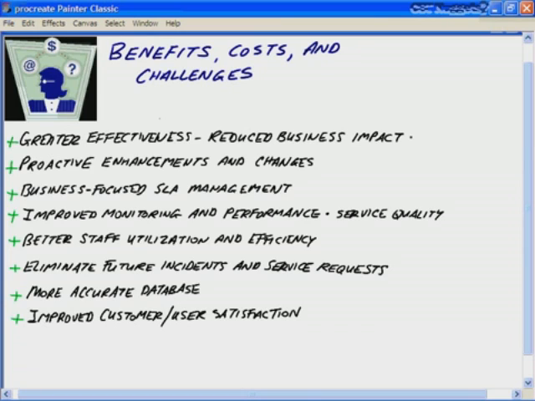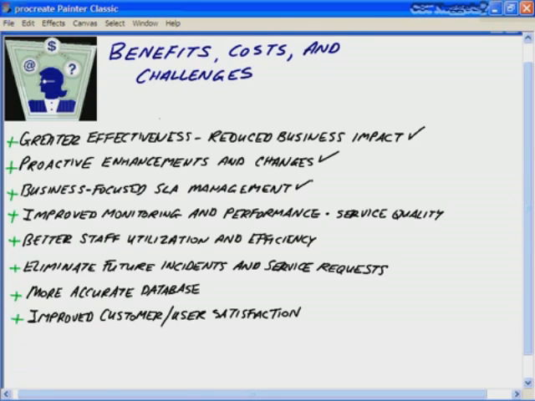Finally, let's look at some of the benefits, the costs, and the challenges of incident management, starting of course with the positive aspect, and that is the benefits. What are the benefits of proper and effective incident handling and incident management? Well, you're going to get greater effectiveness for your business, your organization, reduced business impact from problems and incidents, including service requests. By creating a proper database and monitoring and reporting on the process, assessing it all along the way, it'll allow you to put into place proactive enhancements and changes that can make your organization run more smoothly.